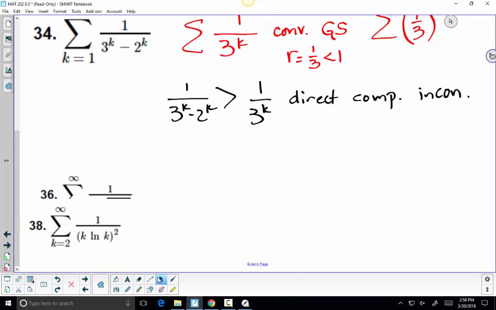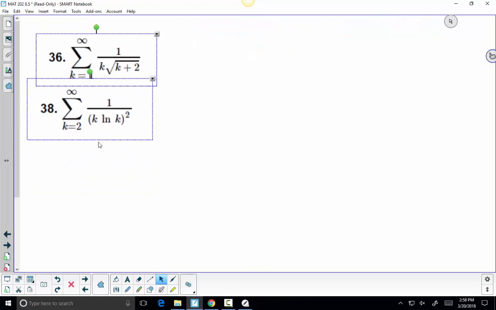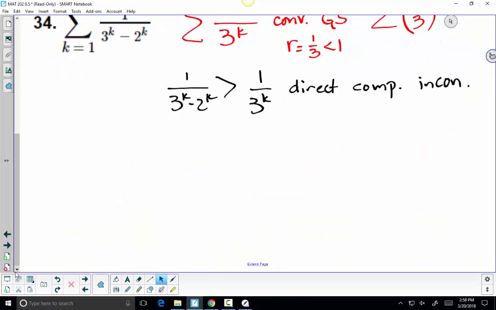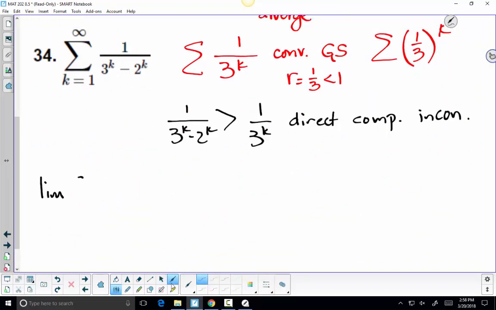So let's take these and move them. Direct comparison does not work, so we are going to go with a limit comparison. So let's try the limit then. We're going to take the limit of a sub k over b sub k. A sub k is the one we start with. B sub k is the one we generate by getting rid of the extra stuff, by getting rid of non-dominant terms and constants. So here's our a sub k. B sub k, the one we're going to compare it to, is 1 over 3 to the k. So we multiply by its reciprocal. And what's that limit? One is a great answer.